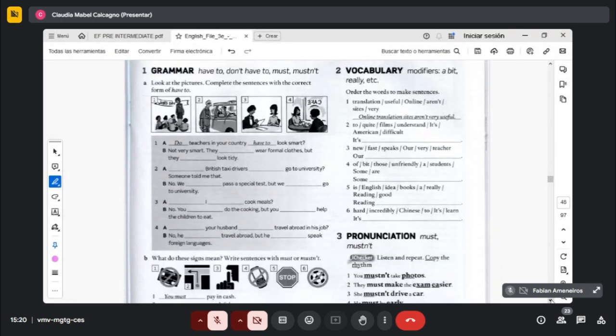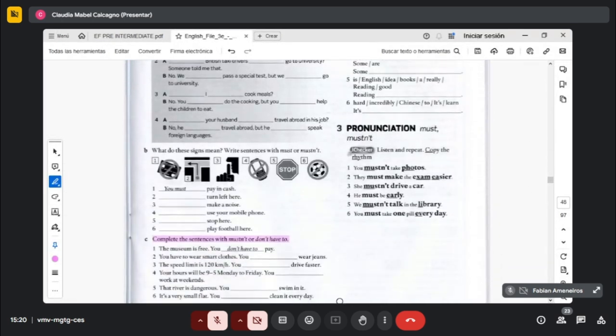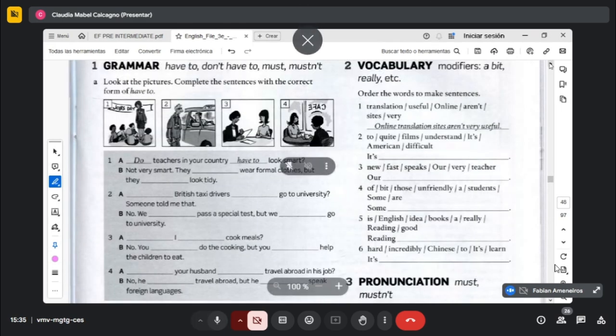Because activity 2 is quite easy. Let's do 1 ABC. Activity 1, where you only have to use have to. So who would like to read activity 1? Hi, teacher. Oh, who said hi? It was Fabian? Okay, Fabian?